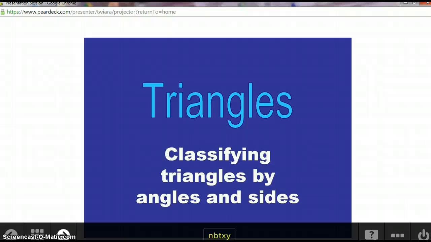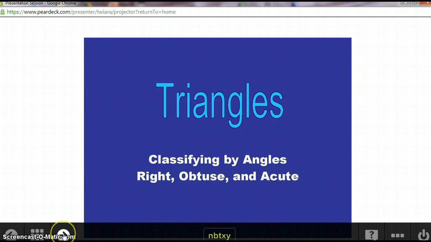Students will be able to classify triangles by their angles and sides. Okay, we're going to start by classifying them by their angles.